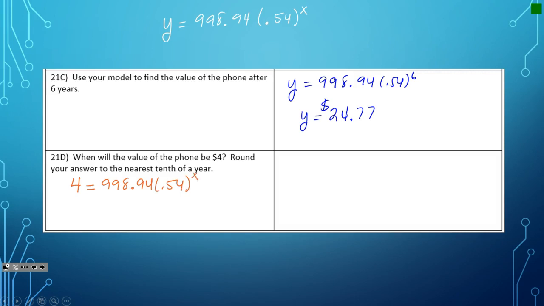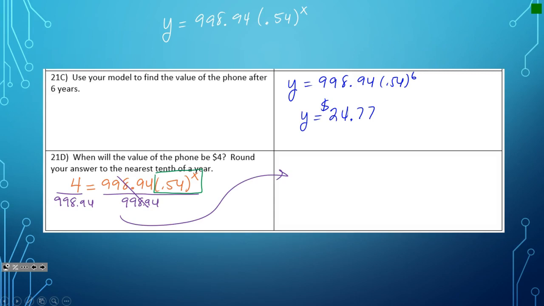So the first thing we need to do is isolate our exponential expression, which in this problem is this thing right here. So the first thing we're going to do is divide both sides by 998.94. Okay, so these are going to cancel out. If I did 4 divided by 998.94, it's going to give us a really tiny number. I'm going to move my work over here.